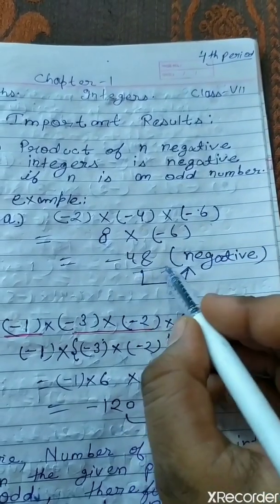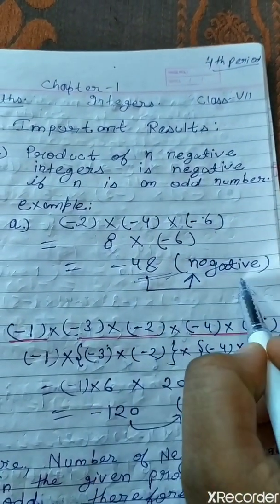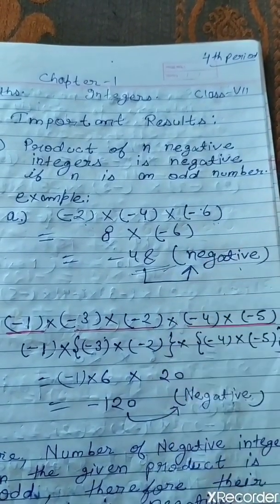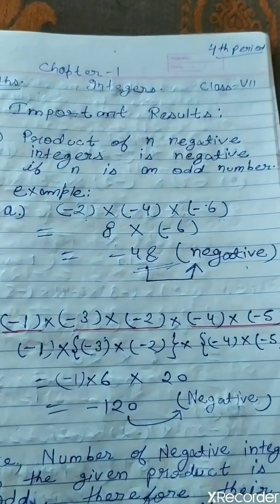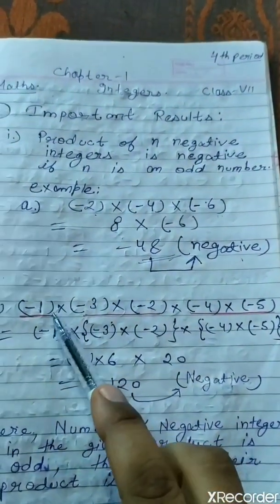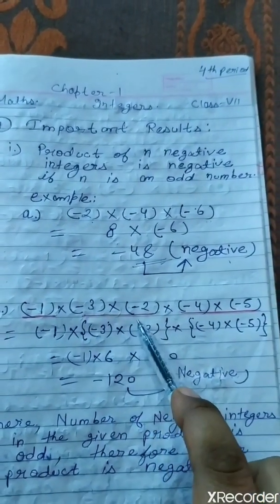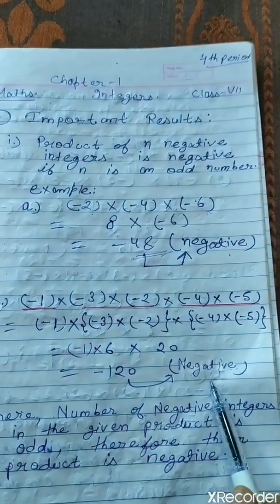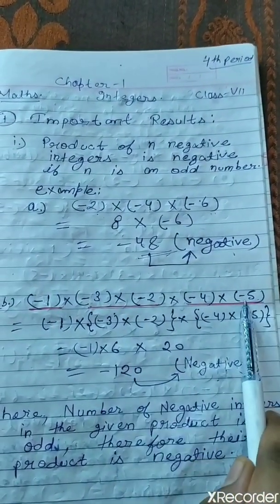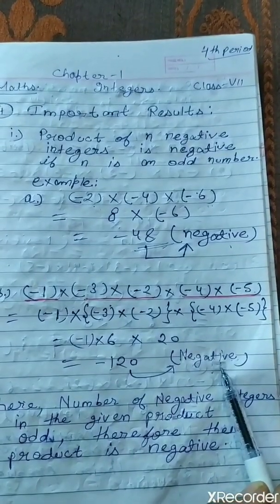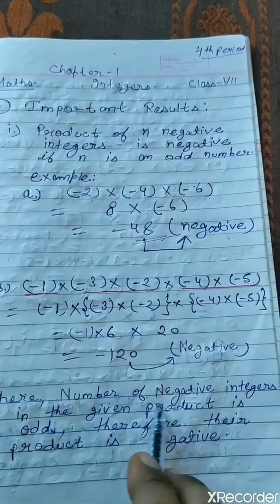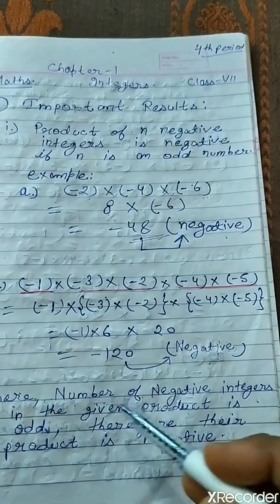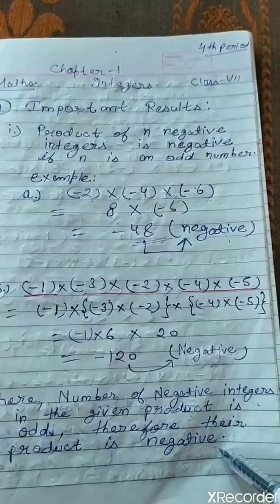Its value will come whatever it will come, that is a different thing, but the sign will be negative only, because we have multiplied 3 negative integers, and the product of positive integers is always positive, this we are seeing in the case of negative integers. Here also you can see negative integers, -1 into -3 into -2 into -5 into -4 into -5. So total 5 negative integers, and their product is negative only because 5 is an odd number. The number of negative integers in the given product is odd, therefore their product is negative.